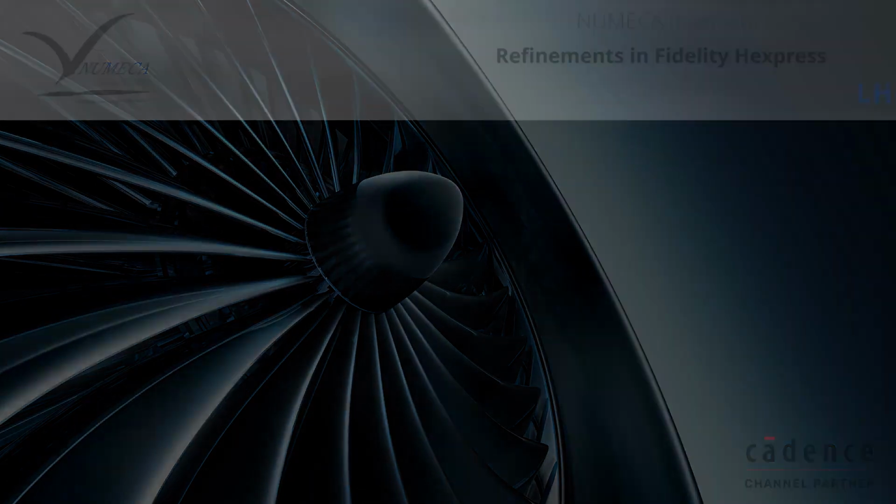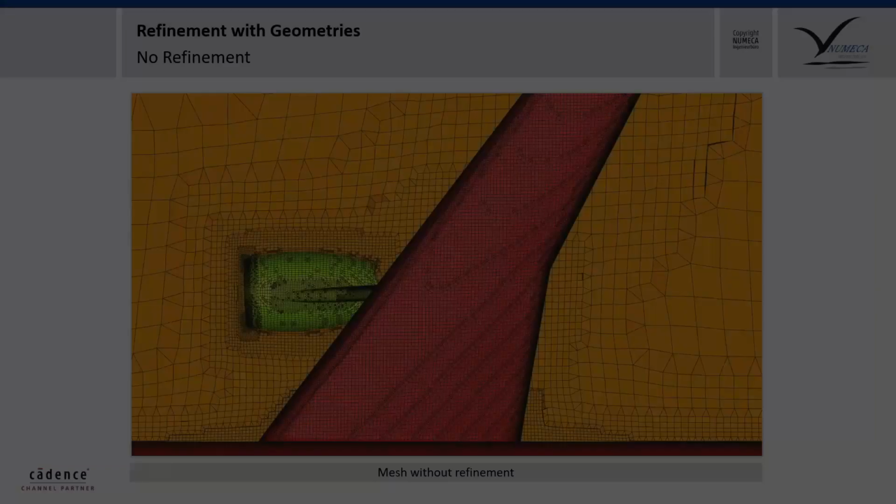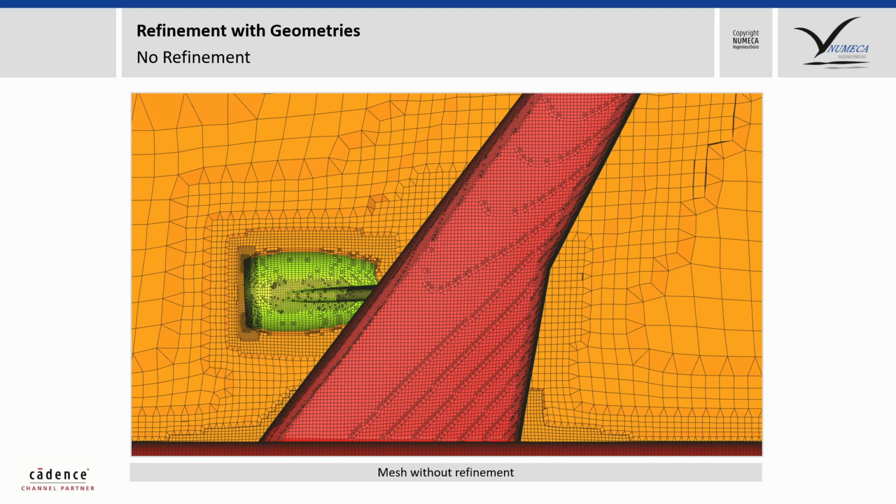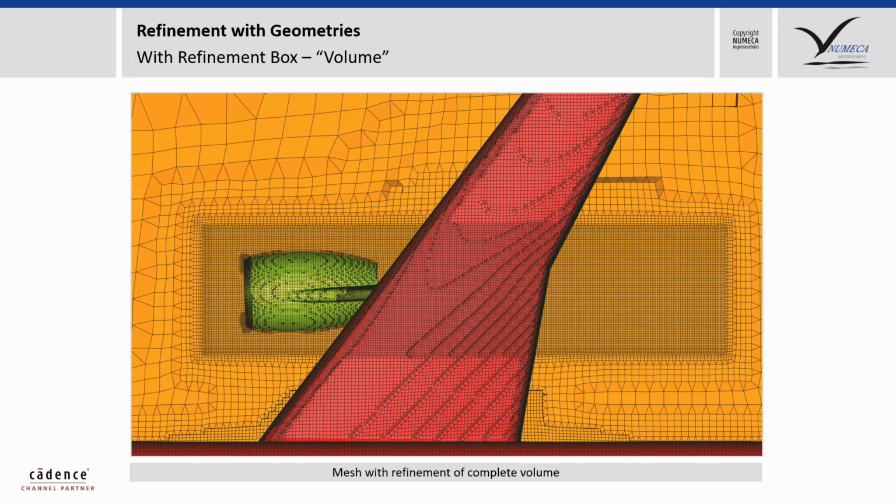Today we will talk about meshing and in particular about two possibilities for refinements within the meshing process. In the beginning of your meshing, you are setting up the general surface refinements, the cell size and so on. So you have a mesh which you want to continue working with, and you see here a mesh without additional refinement geometry.